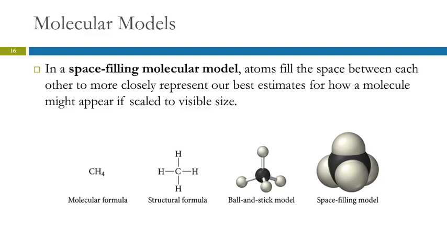So this slide shows us 4 different ways to represent the same molecule. The molecular formula is CH4. That just tells us how many carbons and how many hydrogens are in one molecule. The structural formula shows that the hydrogens are all bonded to the carbon with single bonds. There are other ways that you could combine those different atoms, but this is how they are combined in this molecule. You can make the ball and stick model.